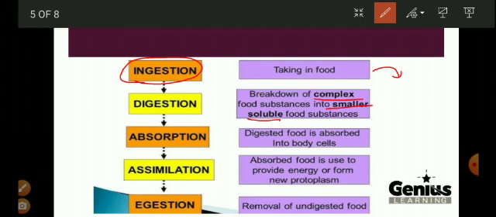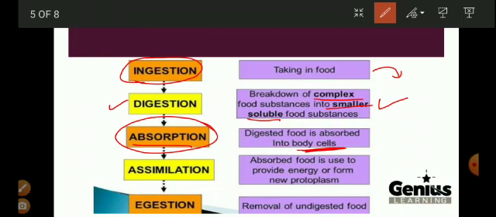Now we'll move to absorption. Absorption is when digested food is absorbed into body cells. Here the food is digested, and now it is absorbed into body cells. Now assimilation. The food is digested and absorbed by the body cells.